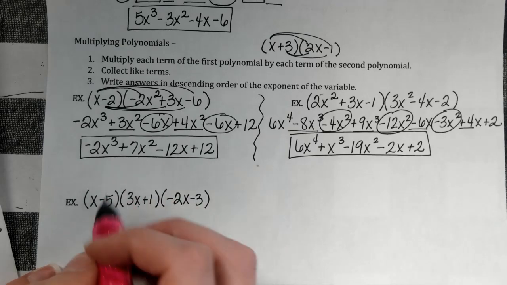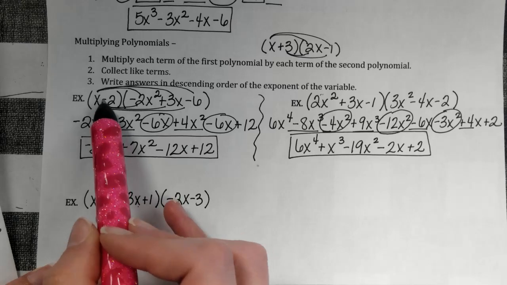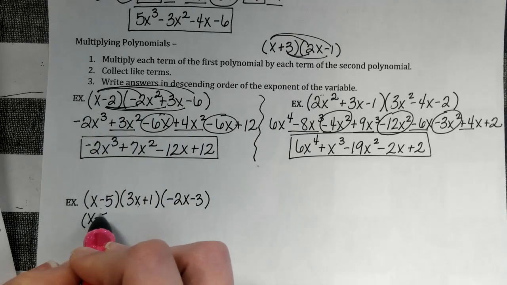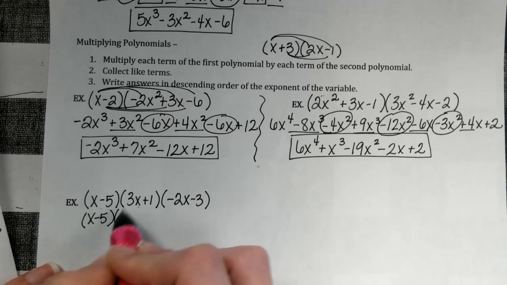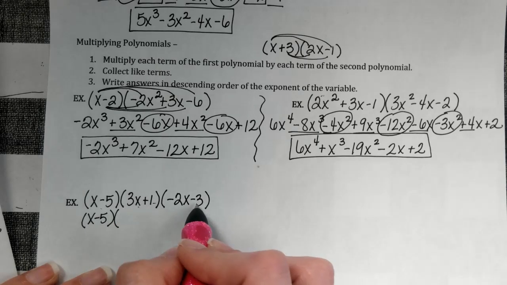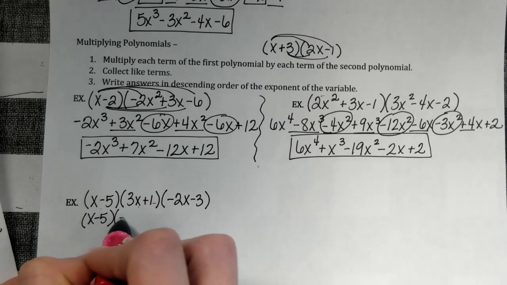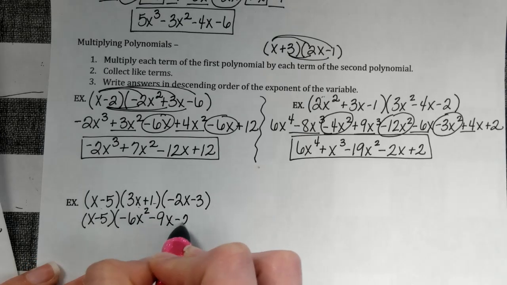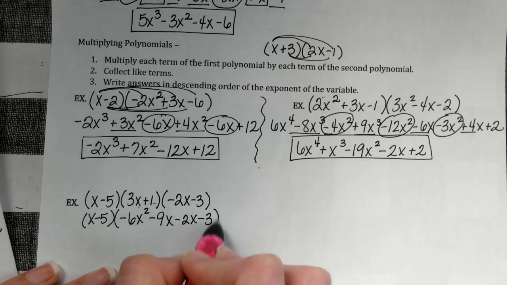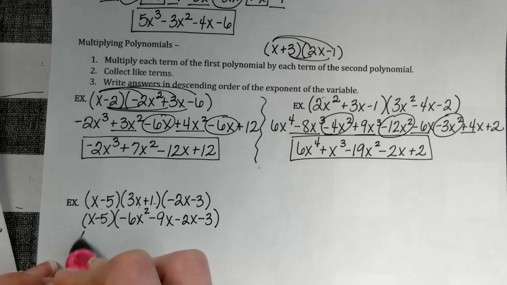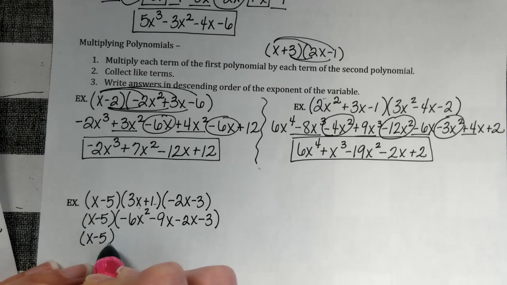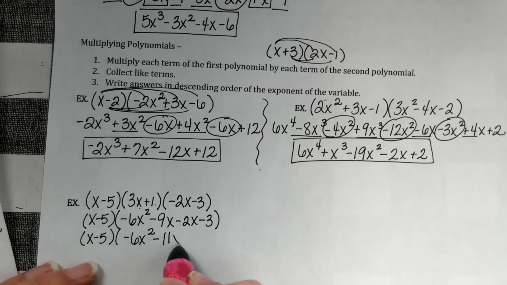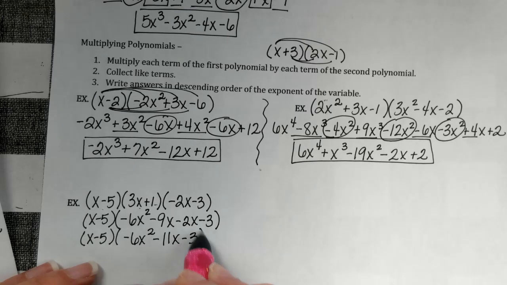What I personally do is like to have mine set up as a binomial times a trinomial, so I will copy down the x minus 5 and I will multiply 3x plus 1 with the negative 2x minus 3. So that gives me negative 6x squared minus 9x minus 2x minus 3. And then I clean that up and combine my x terms, so negative 6x squared minus 11x minus 3.